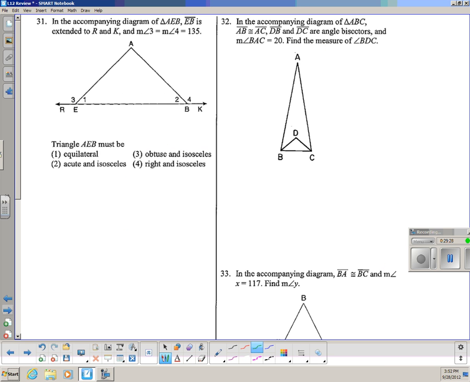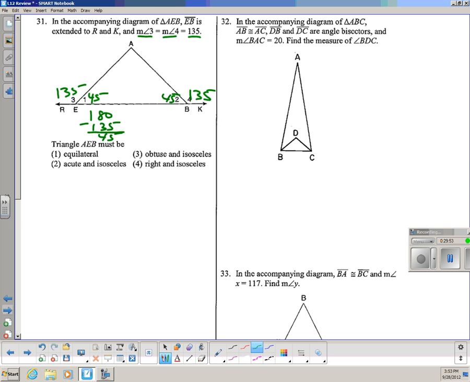31 says, in the accompanying diagram of triangle AEB, EB is extended through to R and K, and angle 3 and angle 4 are equal, and they're both 135. So now I can get angles 1 and 2, which I hope you see are equal. I can just subtract from 180 to get both of them. So those are each 45.